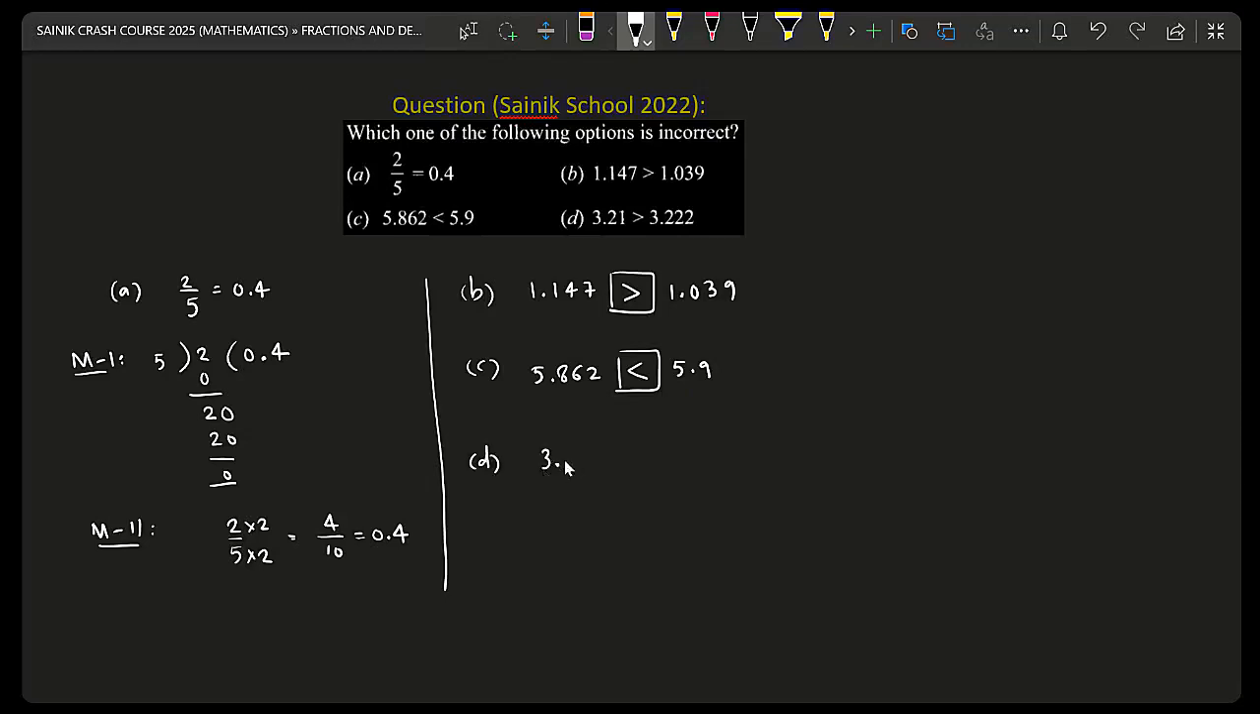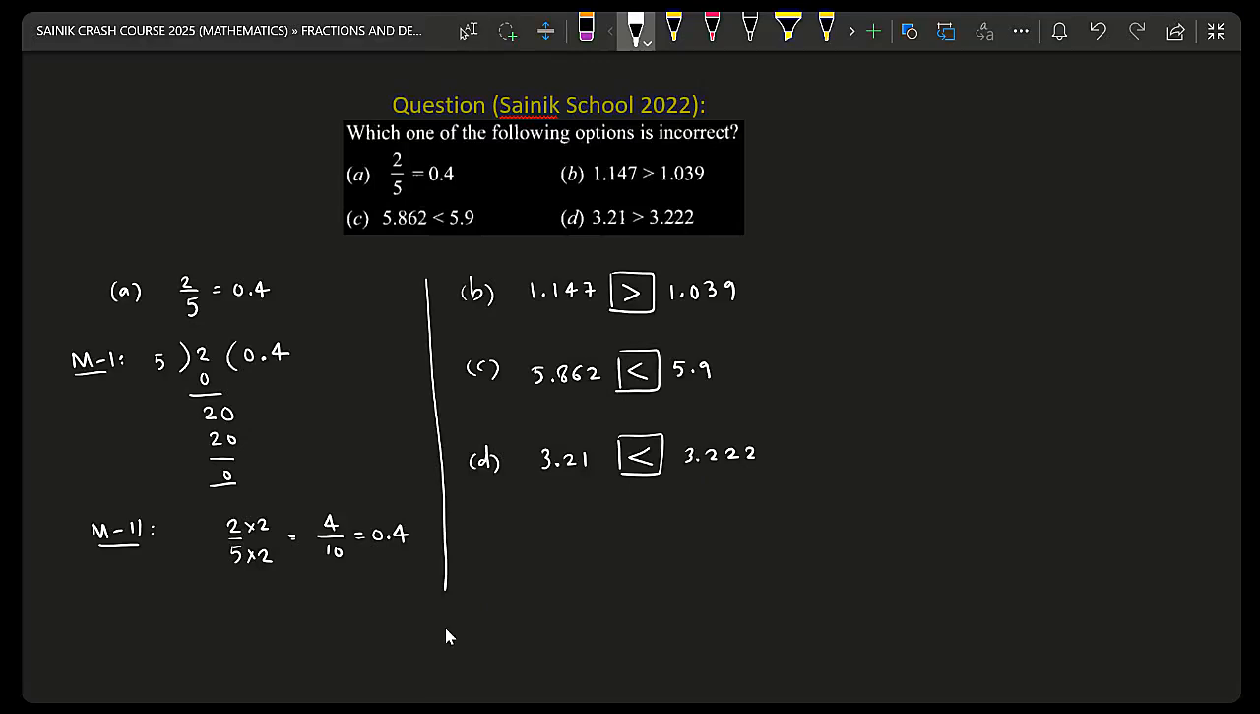That is 3.21. We are comparing with 3.222. Okay, first compare the whole part. Whole part is 3, whole part is 3. Can we do the comparison here? No, sir. Now go to tens place. 2, 2. Can we compare now? No, we cannot compare. 2, 2 are equal. Go to the next place. Hundreds place, hundreds place. Can we compare now? Sir, yes. 1 is smaller than 2, right? Yes. So can I write less than? Yes, sir.